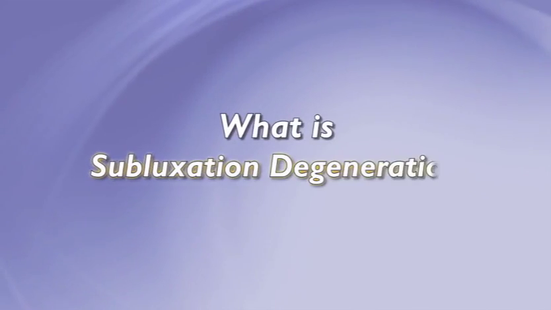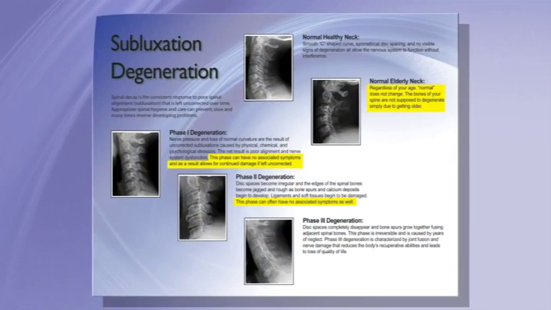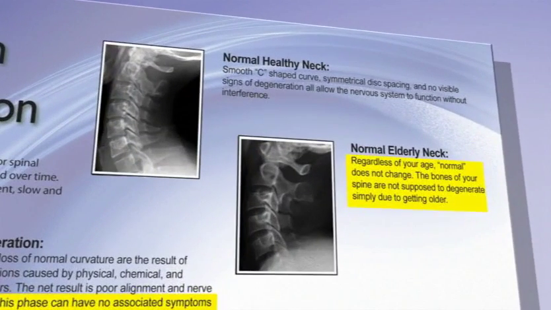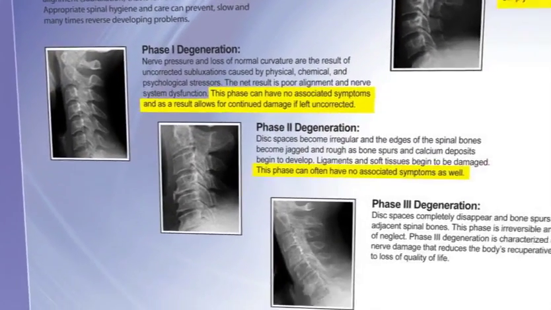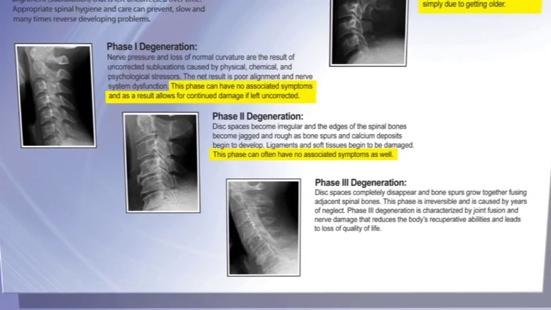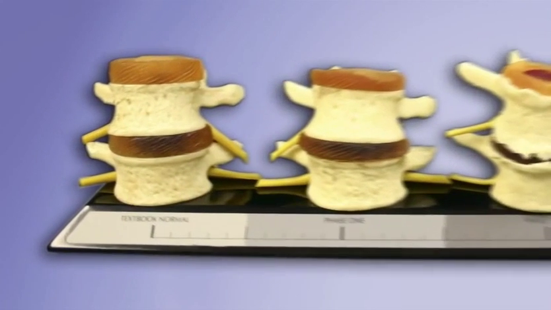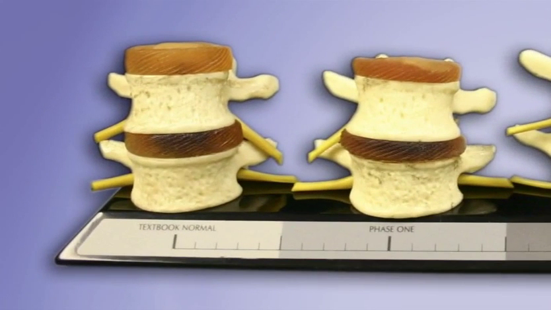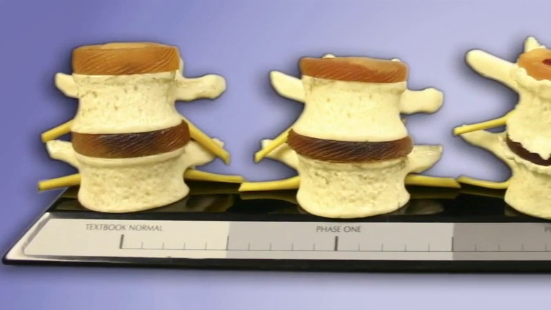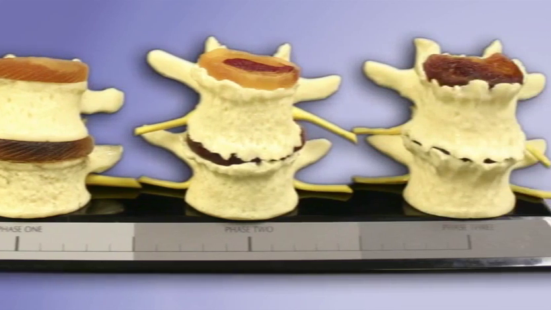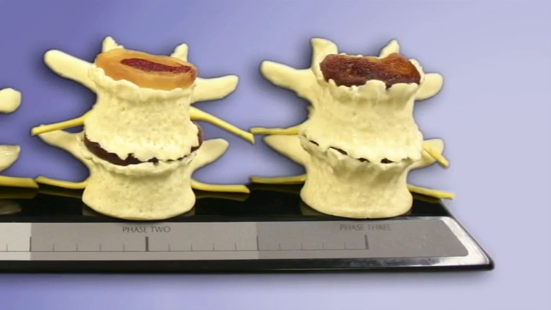First, look at the pamphlet that covers degeneration. Notice the different phases of degeneration referred to in this pamphlet. Look at the picture of a normal spine, and then look at the picture showing a spine in phase 1, phase 2, and phase 3 degeneration. Now compare these with the 3-dimensional models on the table in front of you. You can see what a normal, healthy spine looks like on the left. Then notice what happens to your spine as it moves through the phases to finally end up in phase 3.